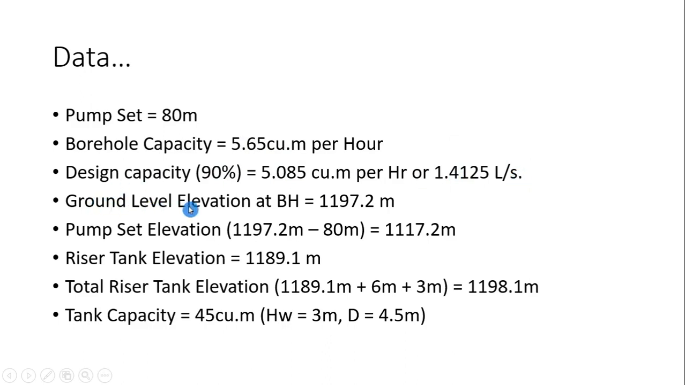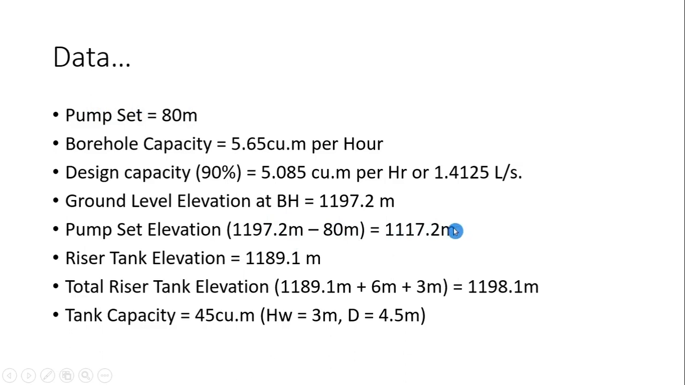I have a ground level elevation at the borehole, which is this value here. I have a pump set elevation. From the ground level, you go down 80 meters, which is the pump set, or the place where our pump will be allocated, which is this elevation here. So you take the ground level elevation minus the pump set value, which is 80, and you get this value.